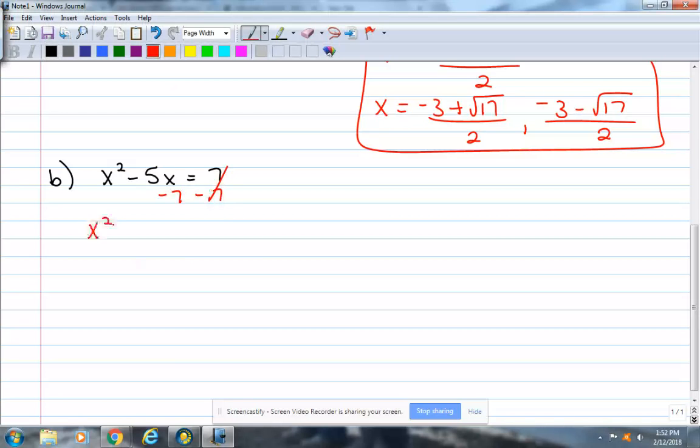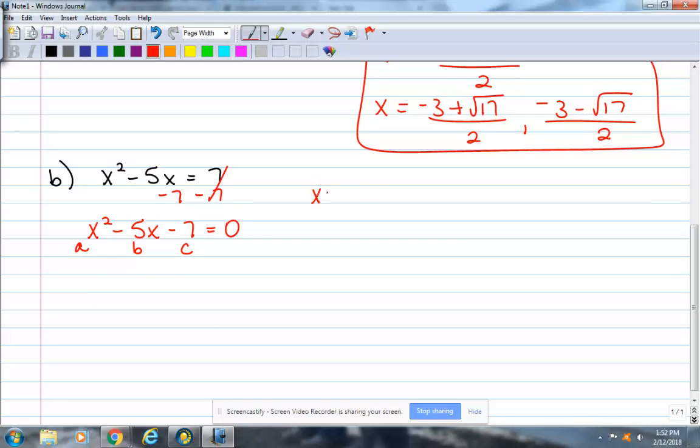So this is x squared minus 5x minus 7 equals 0. What's my a? X squared. No, a is a number. 1. What's my b? 5x. Negative 5. What's my c? Negative 7.